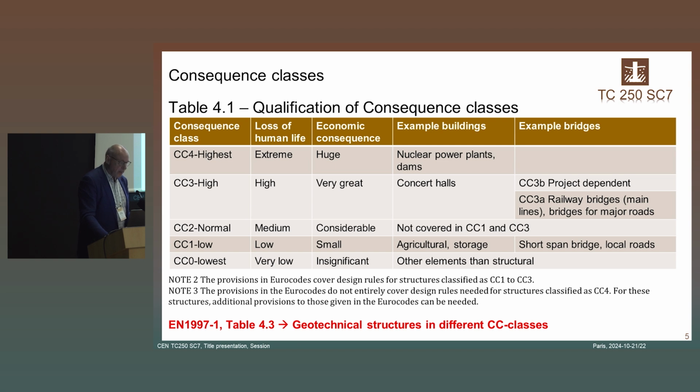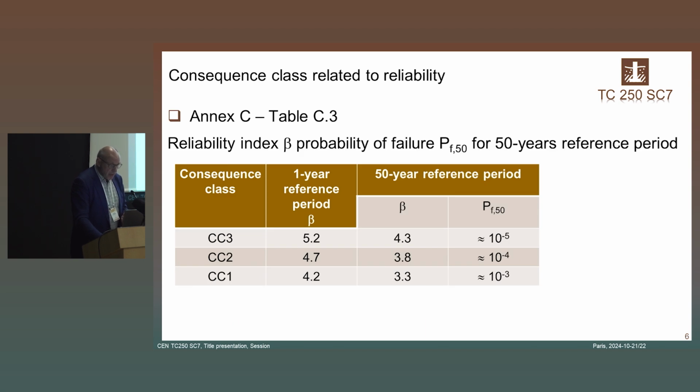And of course, in EN 1997, we have our own differentiation in CC classes for geotechnical structures. For the probabilities, two different betas are given. So we have the old betas for a 50 years reference period, which are 4.3, 3.8, and 3.3 for classes CC3, CC2, and CC1. Timo has already talked about these probabilities.